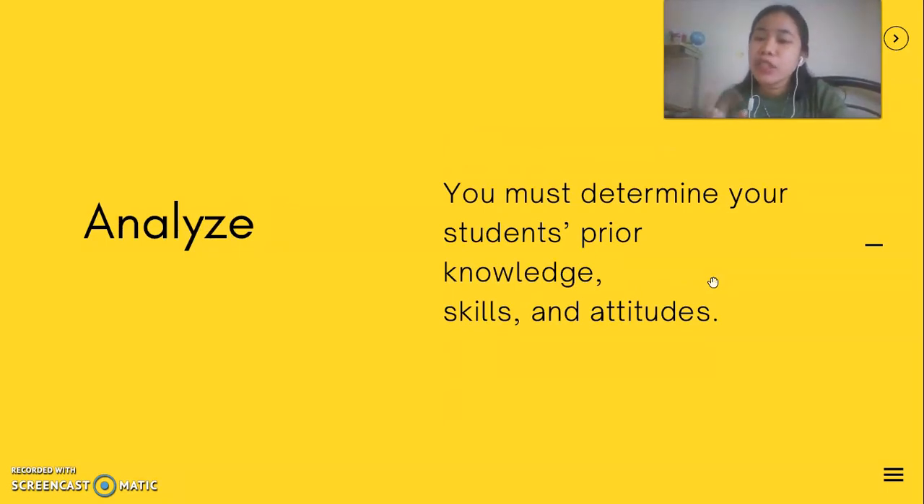Okay, next A is analyze. As teachers, we need to determine or analyze our students' prior knowledge, skills, and attitude. So what is the importance of analyzing our students' prior knowledge?